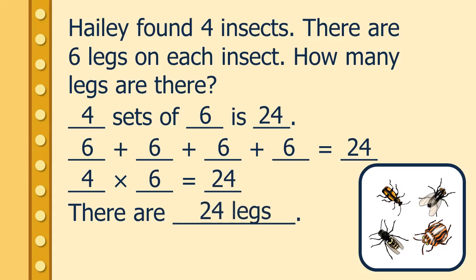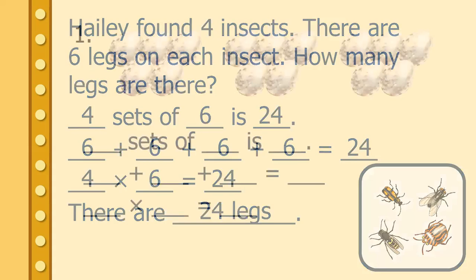So you can count them all up. You can skip count by 6s, or you can multiply 4 times 6.